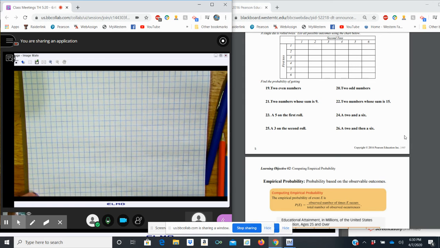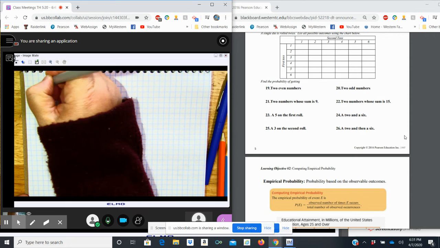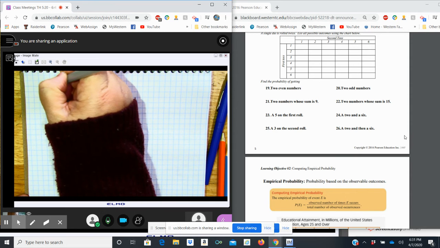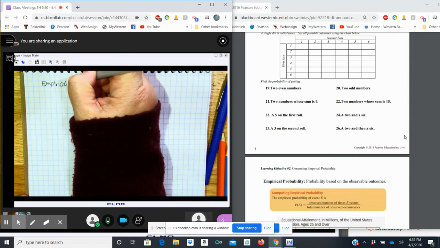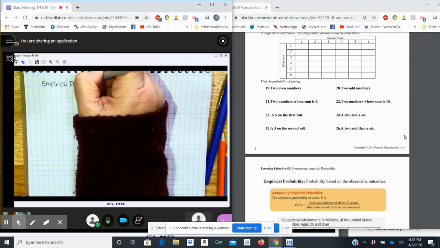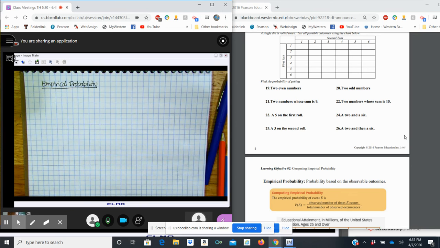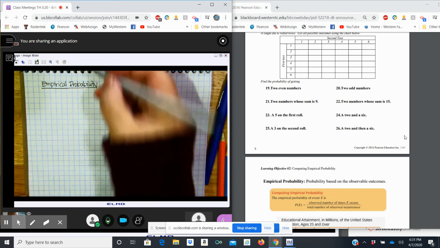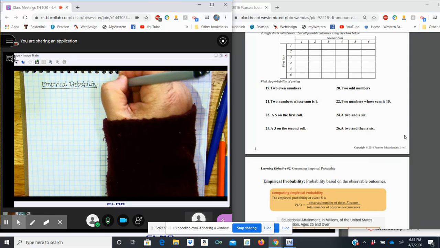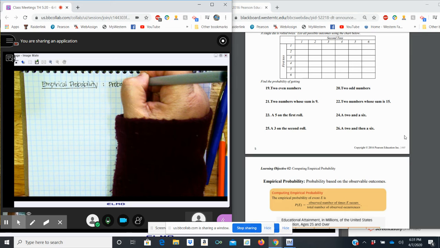All right. The other probability I'm going to spend just a couple minutes on is called empirical probability. Empirical probability is probability based on observable outcomes.